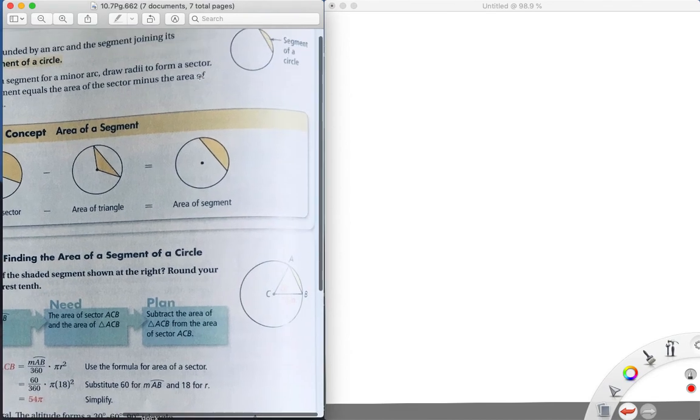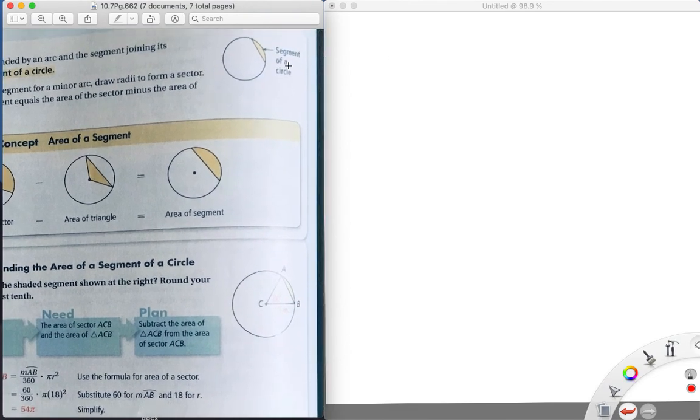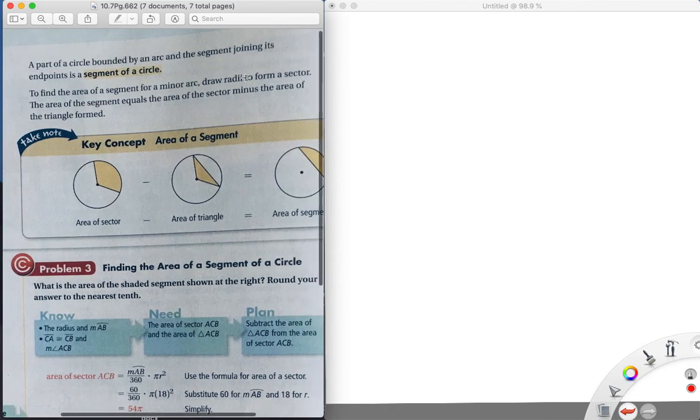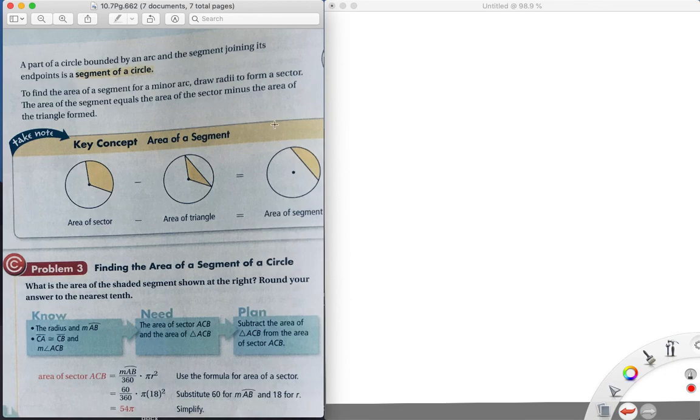So here's the arc, and then here's the segment joining the endpoints of that arc, and that's called the segment. And you can get the area of the segment from drawing the minor arc. The radii would be the end segment of that, and you would subtract that from a triangle that's formed from that to get the segment.